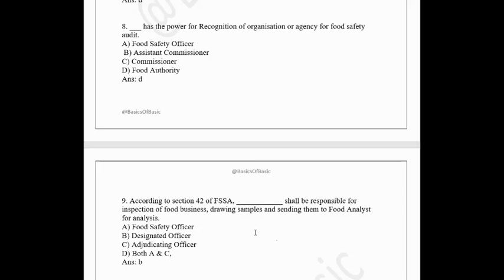According to Section 42 of FSSA, dash will be responsible for inspection of food business, drawing samples, and sending them to food analyst for analysis. So, who will be responsible? It is designated officer. Even though food safety officer is the one who goes to the place and inspects, he can do these things only after getting the permission of designated officer. Please remember this. After getting permission from the designated officer, he can go to the place for inspection. And the designated officer will be responsible for giving the samples to the food analyst for analysis. Please remember this. This is a very confusing and important question also.